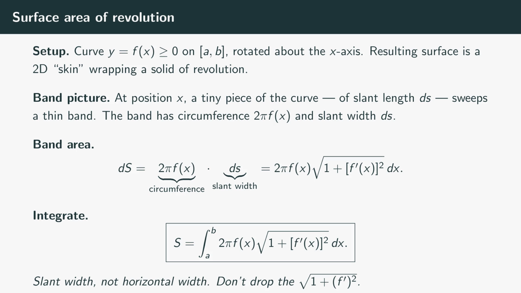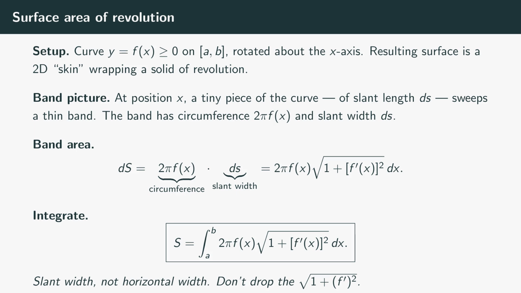Slicing argument. Pick a tiny piece of the curve at position x. As we just saw, this piece has slant length ds equals the square root of 1 plus f prime of x squared times dx. When we rotate this tiny piece around the x-axis, what does it sweep? It sweeps a thin band, a narrow ribbon wrapping around the axis. The radius of the band is f of x, so its circumference is 2 pi f of x. The width of the band, measured along the slant direction of the curve, is ds. Approximating the band by a flat strip, its area is circumference times slant width, 2 pi f of x times ds. Substitute in ds and integrate.